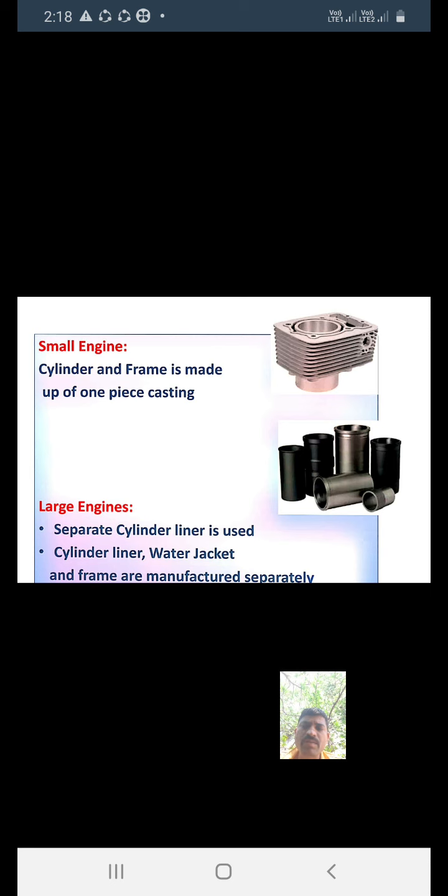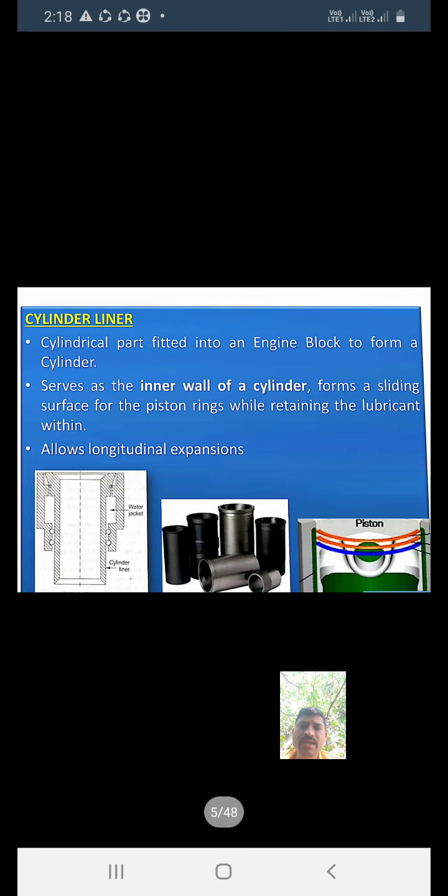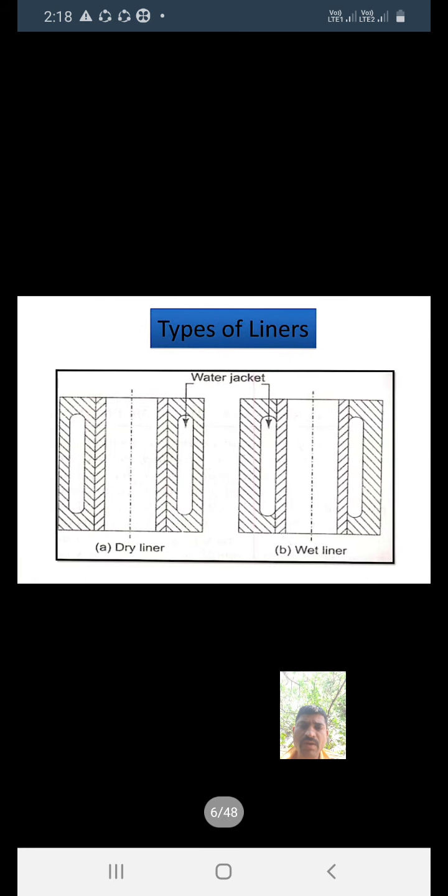Then there are different types of cylinder liners. There are two types of cylinder liners. First is the wet type and second is the dry type. This is a figure with the jacket. You can observe that figure. I have already explained. Then types of the liner: there are two types, dry liner and wet liner.